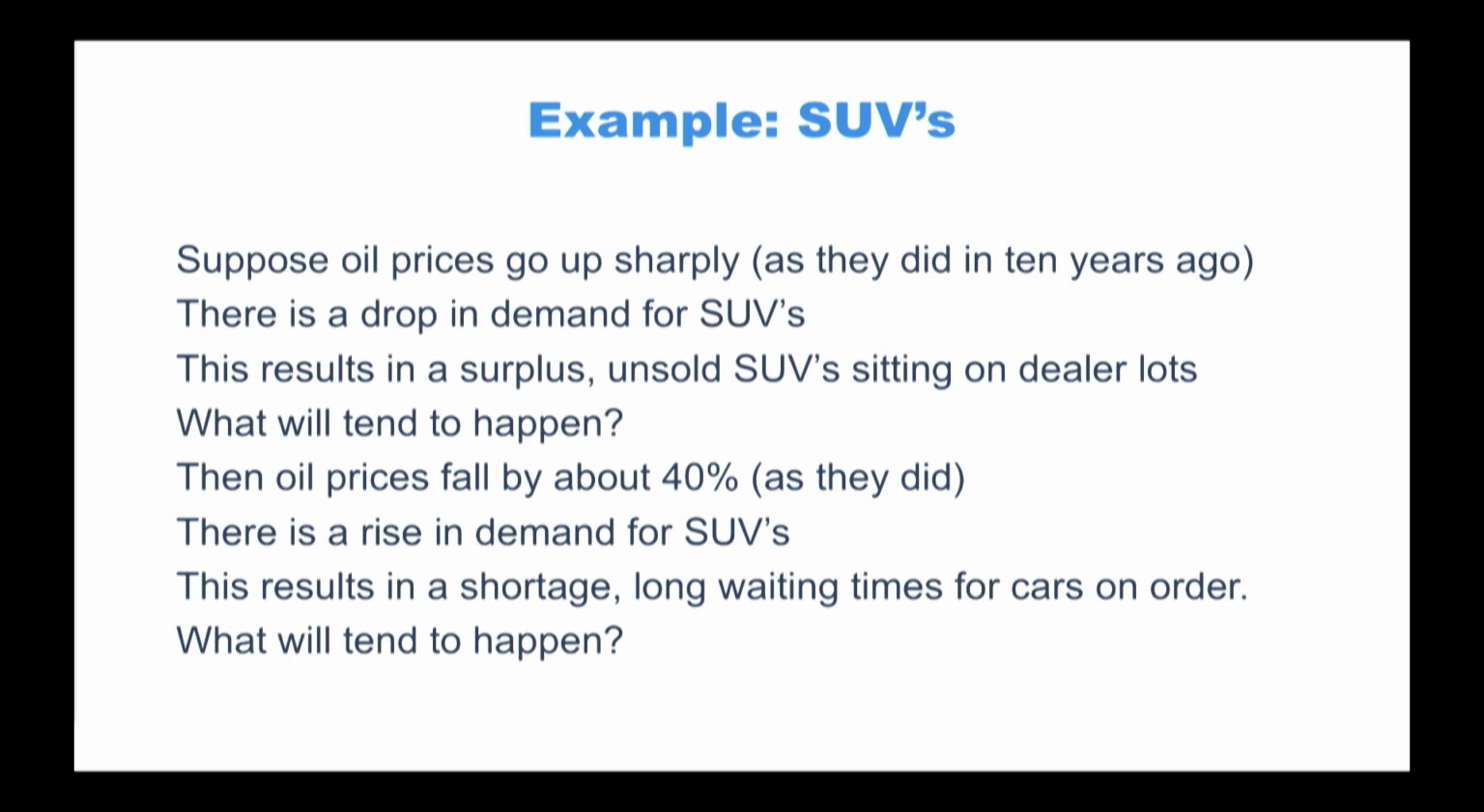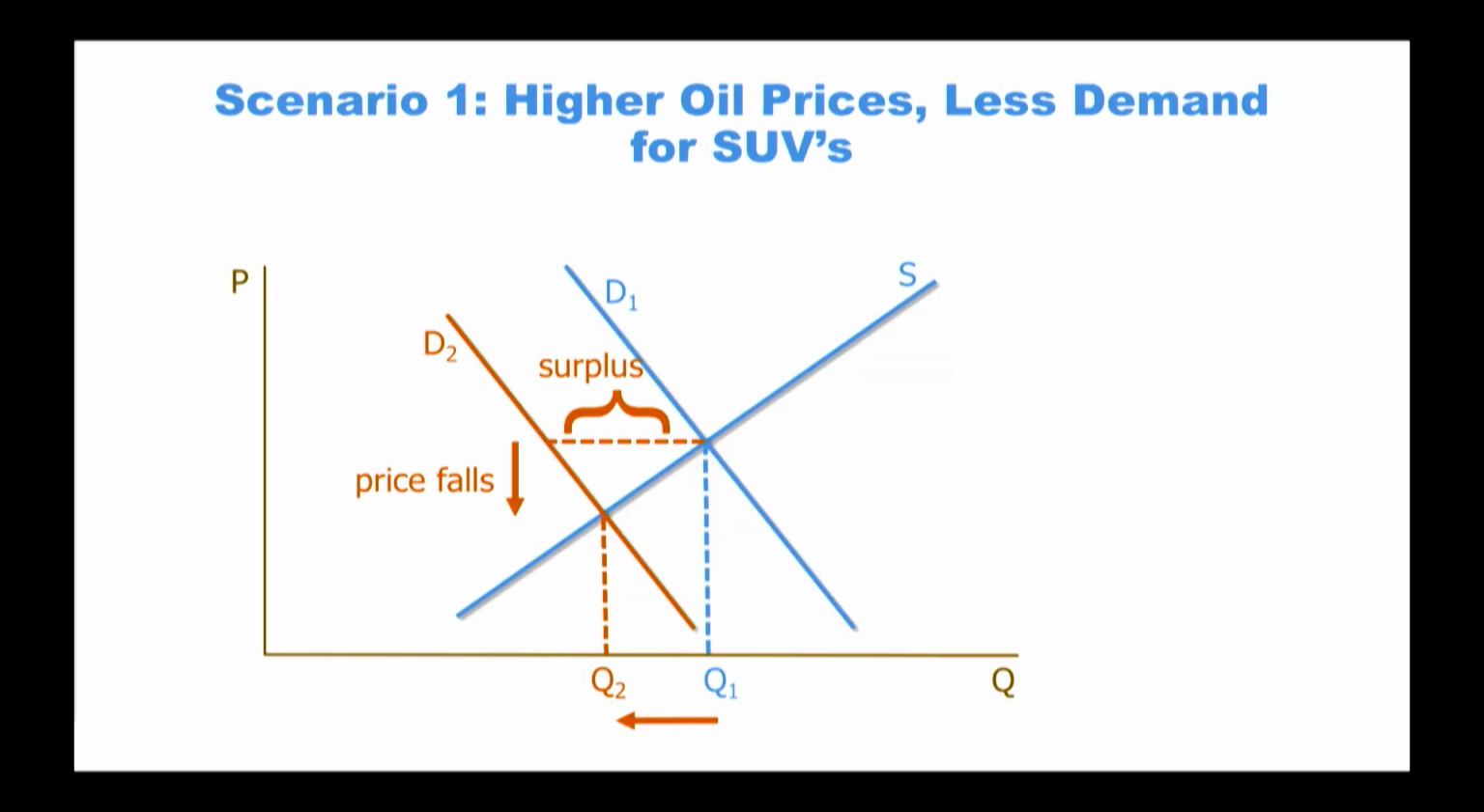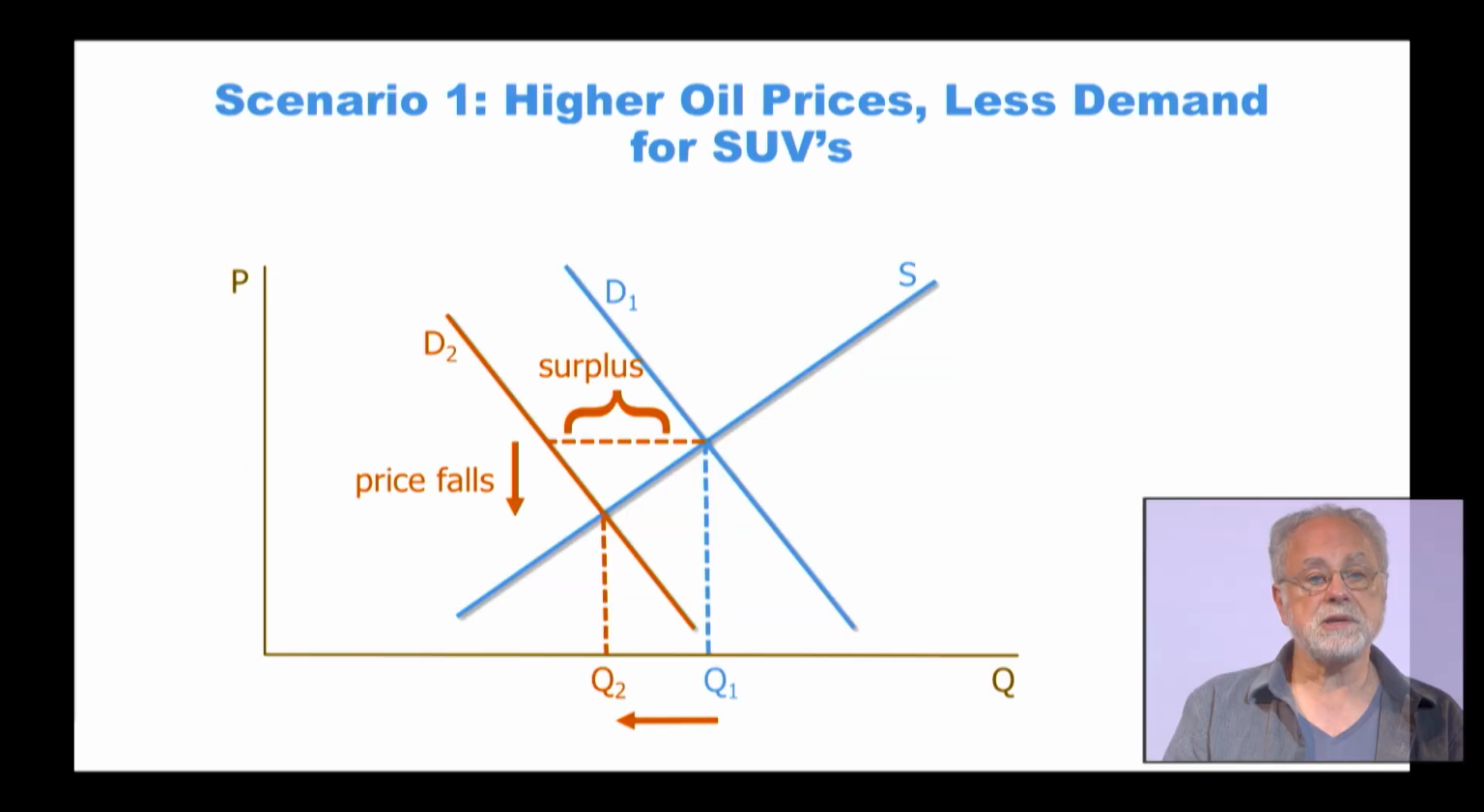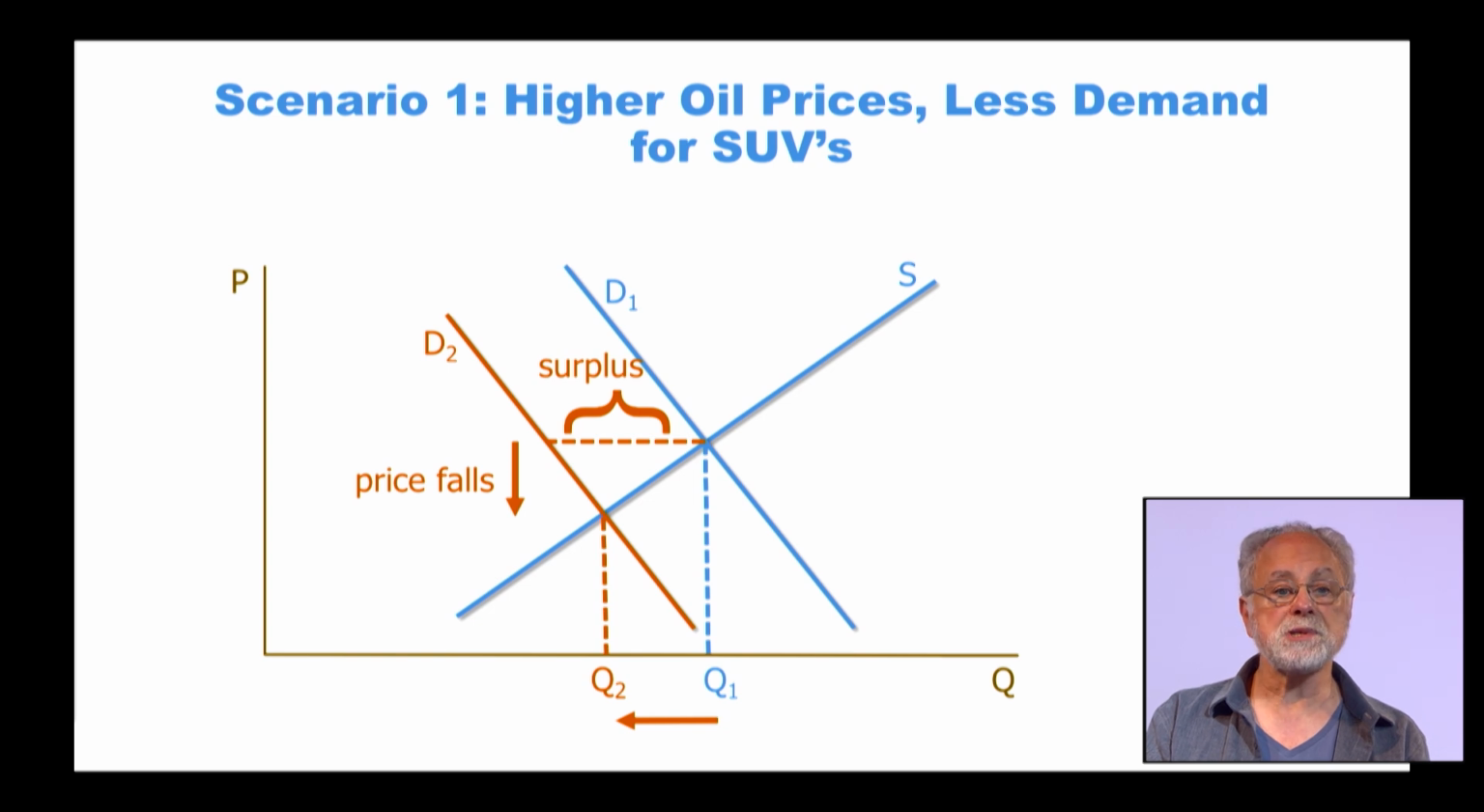So in the first case, we'll see it visually. In scenario one, we have the increase in oil prices. And so that causes the demand curve for SUVs to shift from the blue line D1 to the brown line D2. And the result of that was a surplus at the old price, the price that was being charged. There were more SUVs being supplied than demanded, and the gap between those two lines that's indicated in the diagram shows you the surplus. So because there was a surplus, there was a tendency for the price to fall.